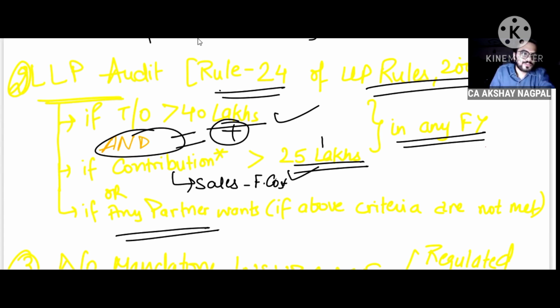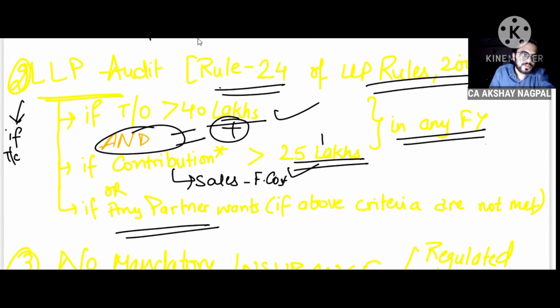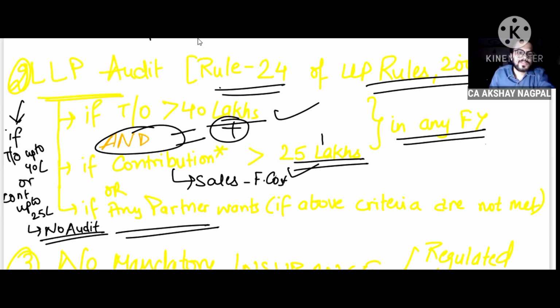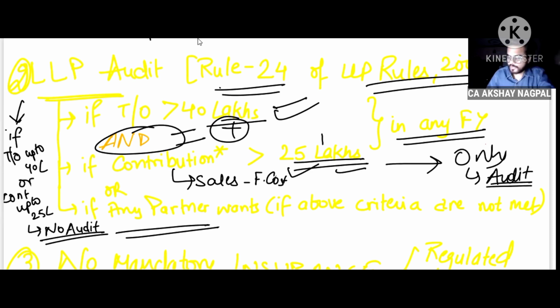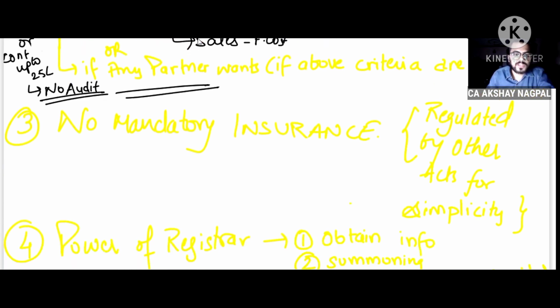You can also put it in these terms: if turnover is up to 40 lakhs or contribution is up to 25 lakhs, then no audit is required. But here we said that if both conditions are satisfied, then only is audit required. I hope you understood this point. Now let's get to the third point, which talks about mandatory insurance.